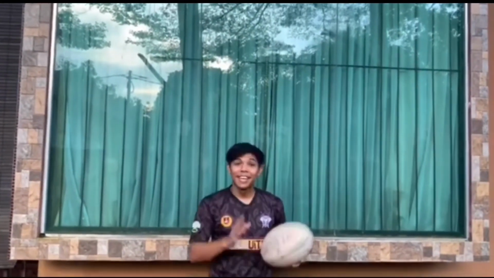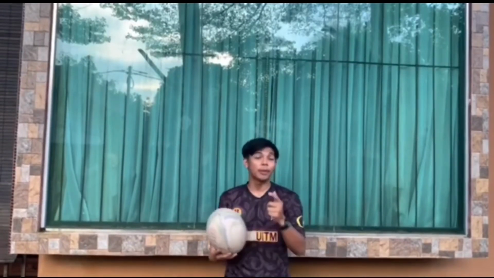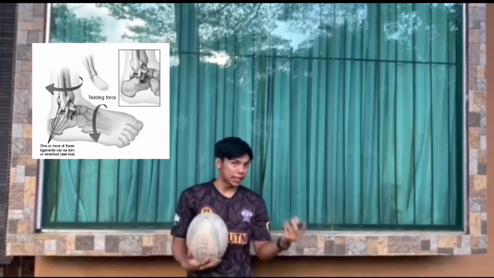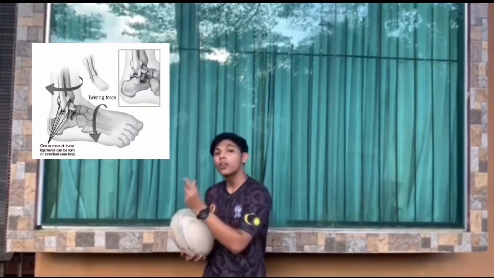Okay, next is the ankle sprain injury of the rugby player. What is an ankle sprain? An ankle sprain is a common sport injury that occurs when you twist or roll your ankle in an awkward way.